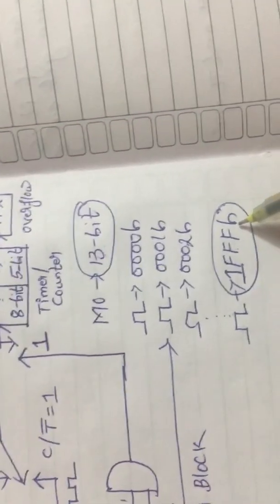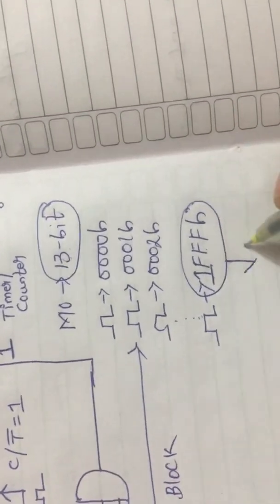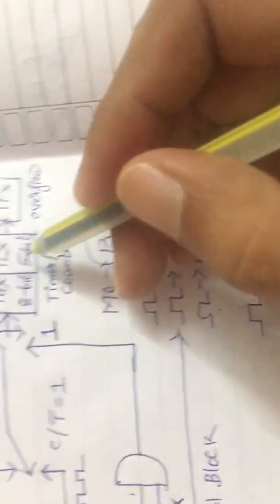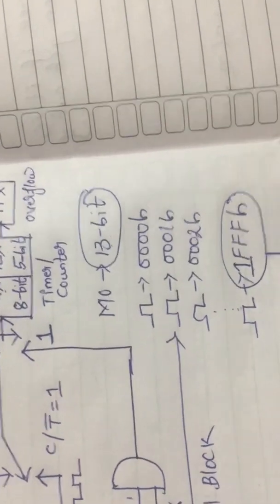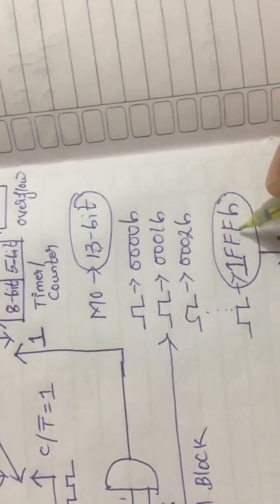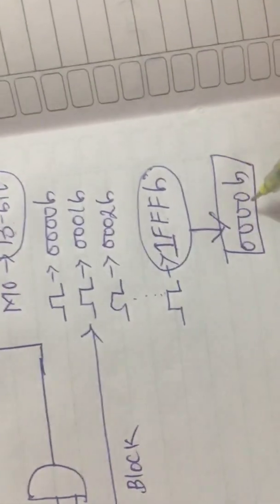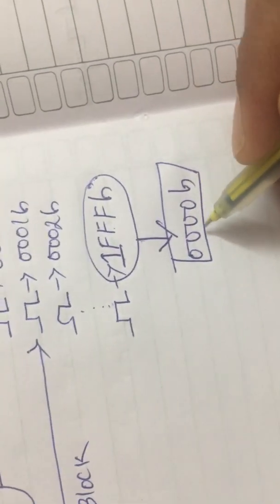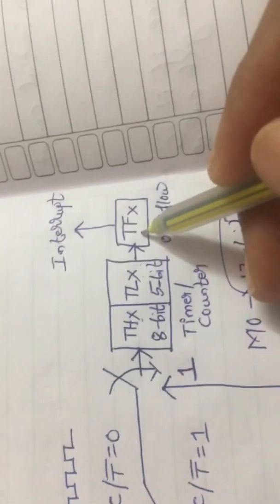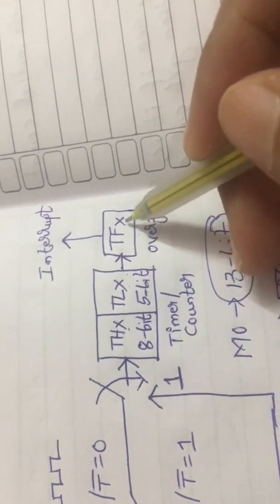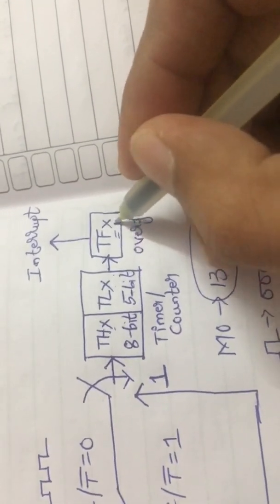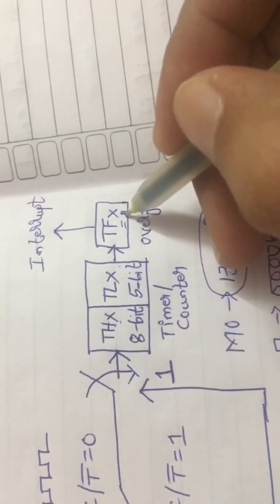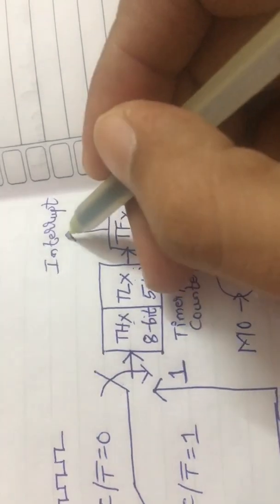FFF, it resets, and the timer/counter will reset back to 0000 H. When it resets from the maximum value to the initial value, that is 0000 H, at that instant the value of TFX becomes equal to 1. So when it becomes equal to 1, automatically the interrupt will be generated.